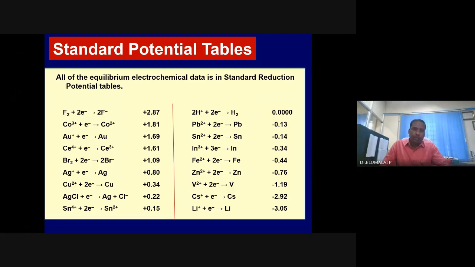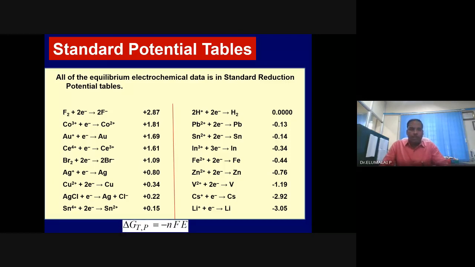Fluorine becoming fluoride. Cobalt 3 plus is reduced to cobalt 2 plus. Gold, Au plus is reduced to Au. Cesium plus is reduced to cesium. Lithium plus is reduced to lithium metal. So hydrogen oxidation or H plus reduction is arbitrarily taken as zero voltage.